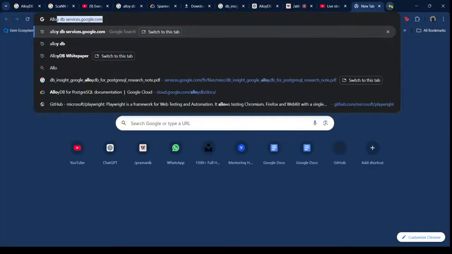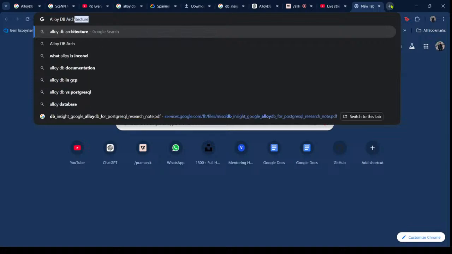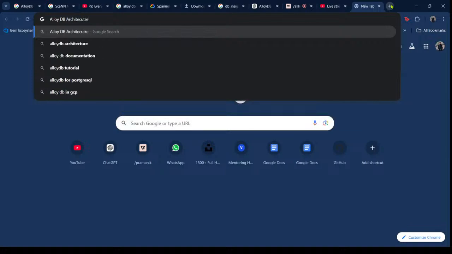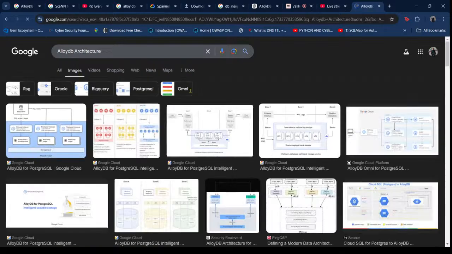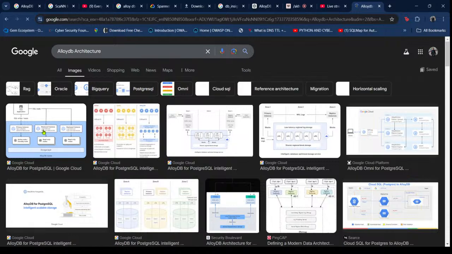Okay, we can try reading the AlloyDB architecture to see if we can understand it. If there is a high-level architecture of AlloyDB, that will give us a clearer picture of how things are interacting with each other, because there are a lot of reading materials regarding this. AlloyDB for PostgreSQL. Let's open the first one. This is from Google Cloud itself.